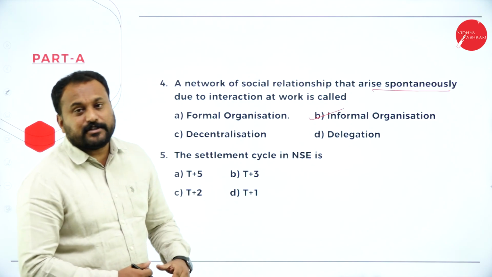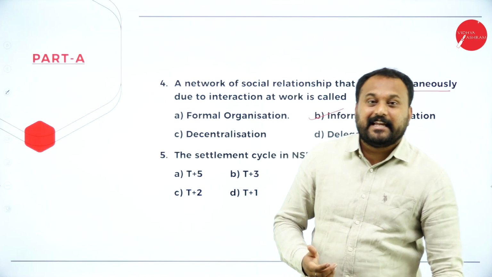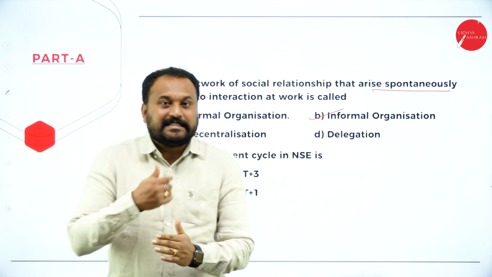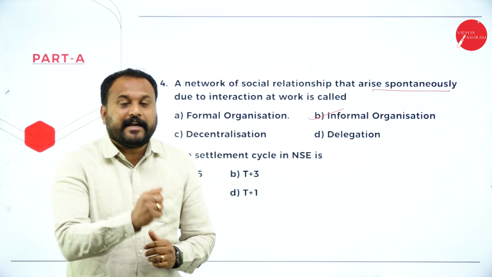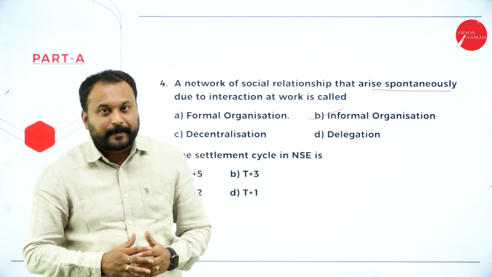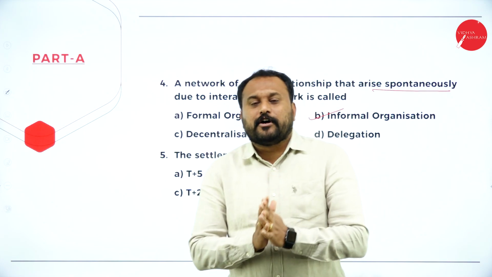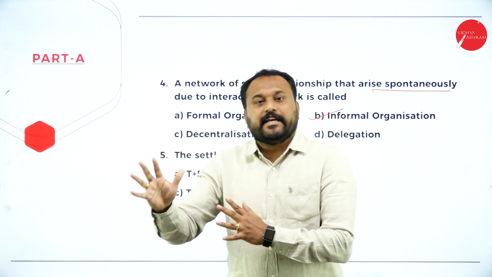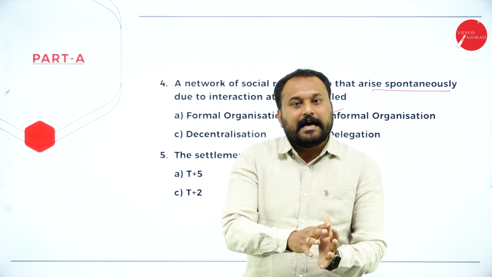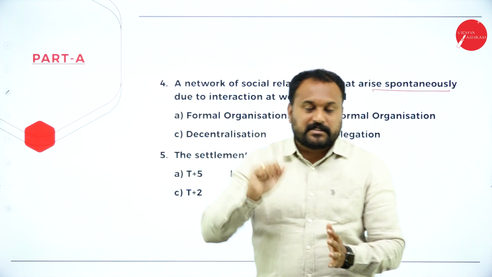Now the settlement cycle in NSE is, now please understand, T plus 5, T plus 3, T plus 2, T plus 1. Now what exactly are T plus 5, T plus 3, T plus 2 and T plus 1? T in the sense the transaction or T in the sense the trade. Now today the trade has happened. So when is the settlement going to happen? Earlier in 2001, we had a concept of T plus 5 days. That means the trade is done, the transaction is done, so the settlement will happen after 5 days. That is T plus 5 working days.